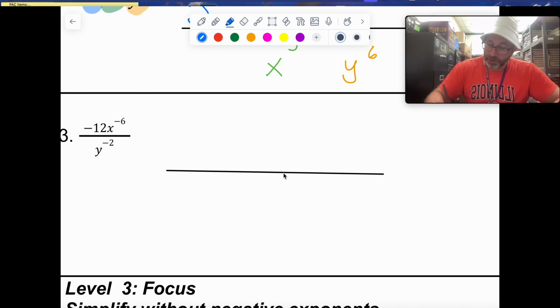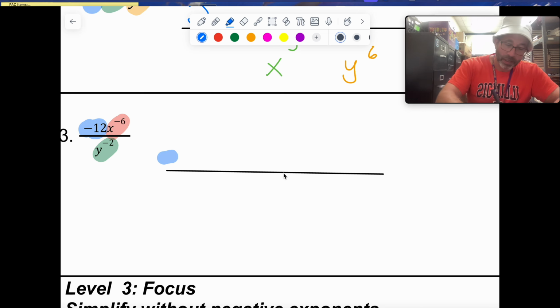Sorry, I wanted to highlight these first. We've got a negative 12, we have an x to the negative 6, and we've got a y to the negative 2. So, a little part by part here. Ready?